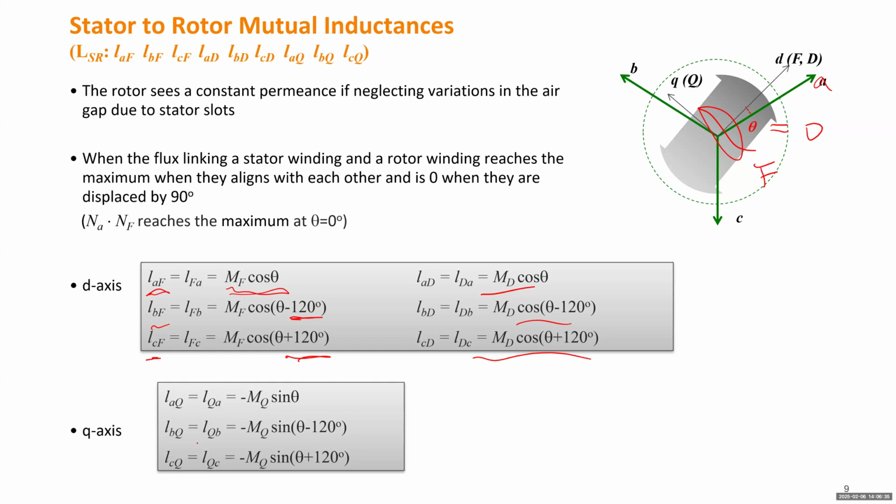For the Q axis, Q is lagging D by 90 degrees. If the rotor revolves counterclockwise, it will face D first, then after 90 degrees, it will face Q. So you need to add a negative 90-degree phase, and that will be negative sine theta. If you define the Q axis to be leading D by 90 degrees instead, those negative signs will become positive signs.